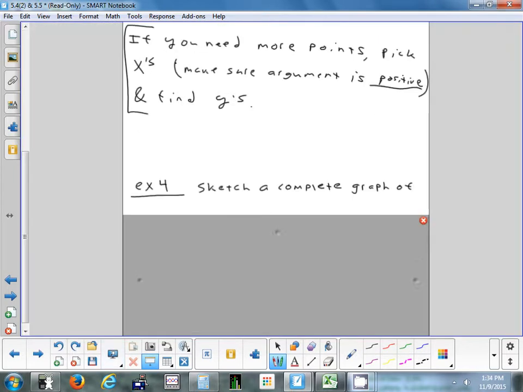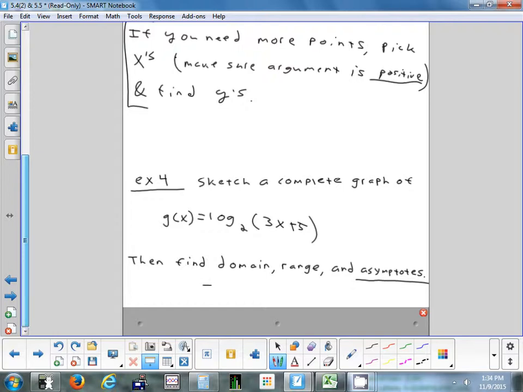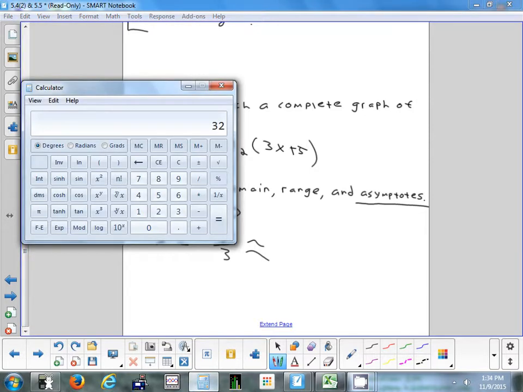All right, so let's see if we can sketch that. Log base 2 of 3x plus 5. The first thing I would do to sketch it is just find that vertical asymptote. Figure out where that's going to be. Okay, what's my equation for the vertical asymptote? DJ? 3x plus 5 equals. That's it. Just set the argument equal to 0 and solve. So we get x equals negative 5/3, which is about negative 1.7.